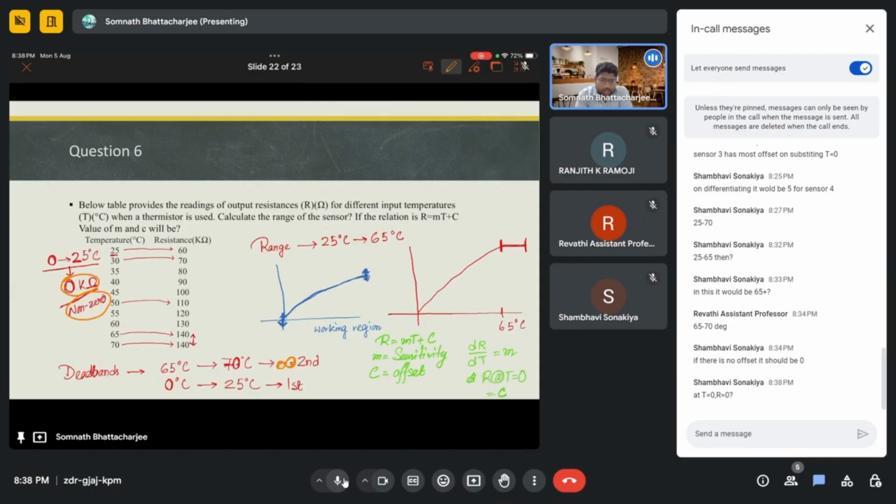No, you are asking me a question, right? At t equals 0, R equals 0. We don't know that because we have to calculate all the values in this region only from 25 degrees centigrade. If, let's say, the curve is like this, we don't know, right? So from 25 degrees centigrade to 70 degrees centigrade, we have the value. Within this working range, what we have already defined, that was 25 degrees to 65 degrees centigrade, right? Within this working region, we need to determine the offset value and also the sensitivity value.